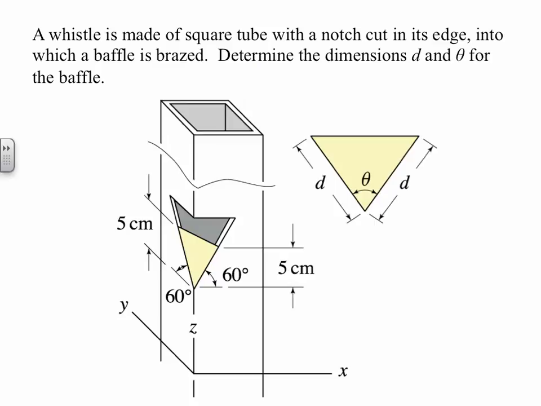Here we have a second problem involving a whistle made of square tube with a notch cut in its edge, and we'd like to determine the dimensions d and theta for the baffle shown. Pause the video here to try to solve for the dimensions d and theta, and resume playing when you are ready to see a solution.